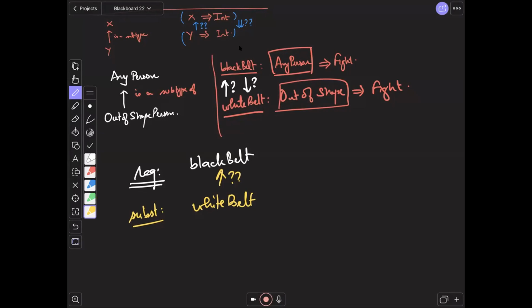Will this fly? Do you think I can shoot a movie? Would you watch the movie? No, right? So this is not going to fly.